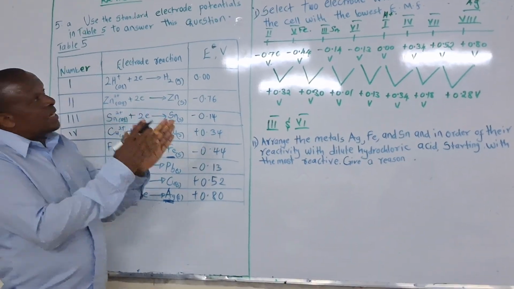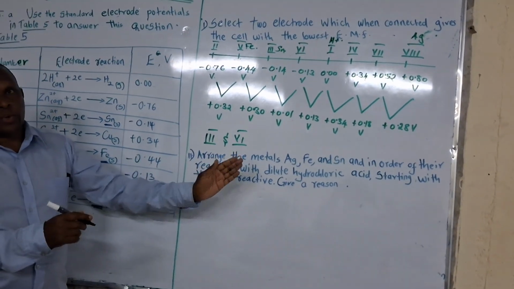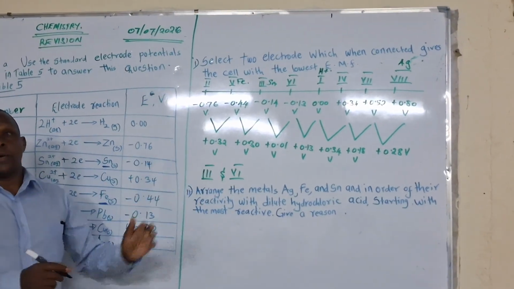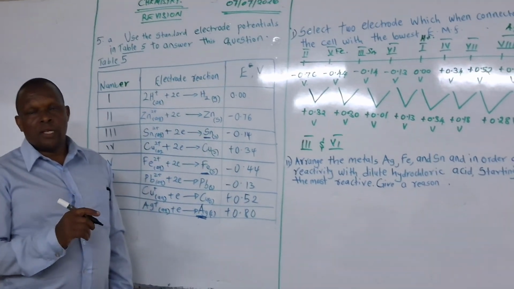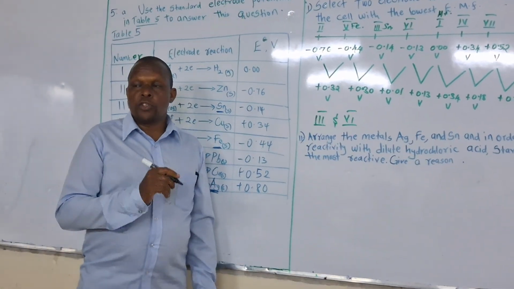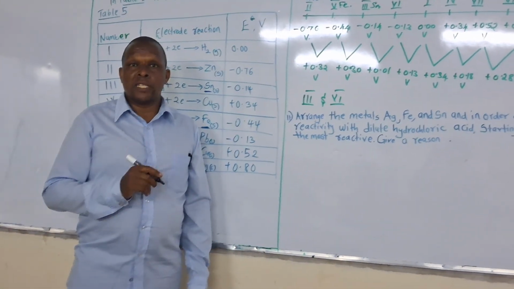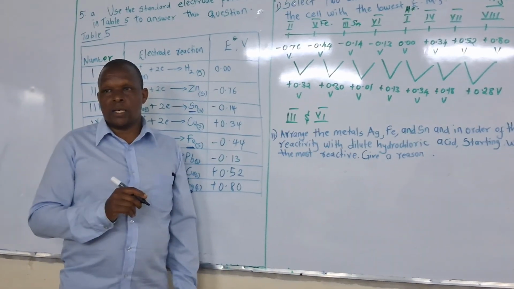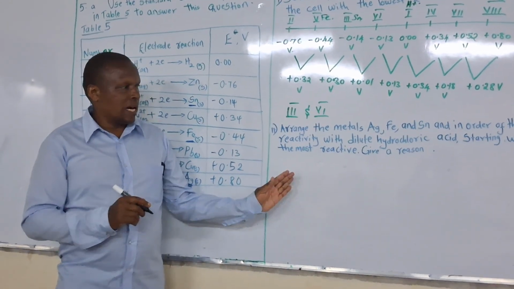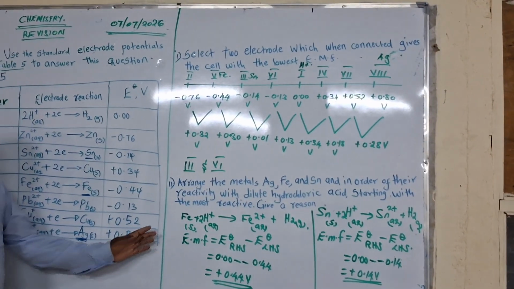So you are going to find the EMF for the cells formed between all these metals with hydrogen, and then we find the one which produces the highest EMF is the one which is going to be the most reactive. The one which is giving us the lowest EMF is the one which is least reactive. Okay? So let us do that.